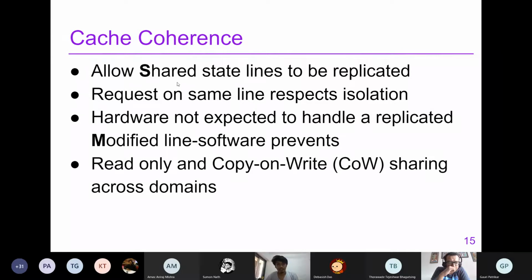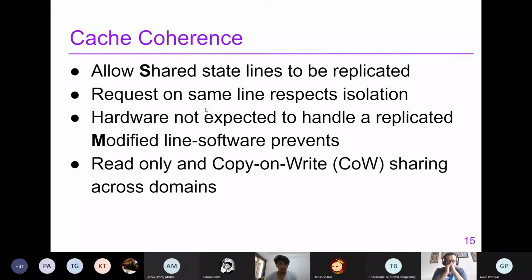Say now that a line is present in one protection domain and another protection domain is asking for it. In a conventional scenario, it would go from the cache itself to the other place.